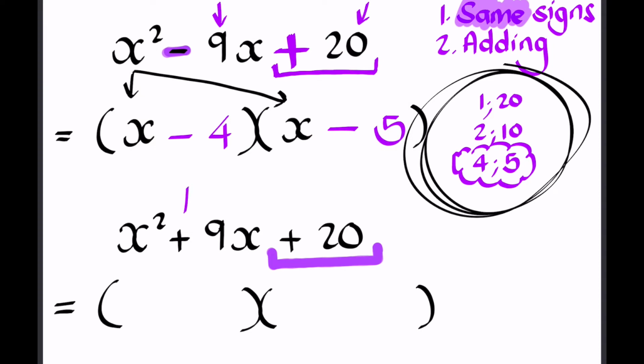The third term is a positive 20, which means both signs are going to be the same. How do I decide what the signs are going to be? I look at my middle term. My middle term is a positive, which means both the signs are going to be positive. I then factorize the x squared to x, and the factors that when added give me 9 are 4 and 5, so I put 4 and 5.